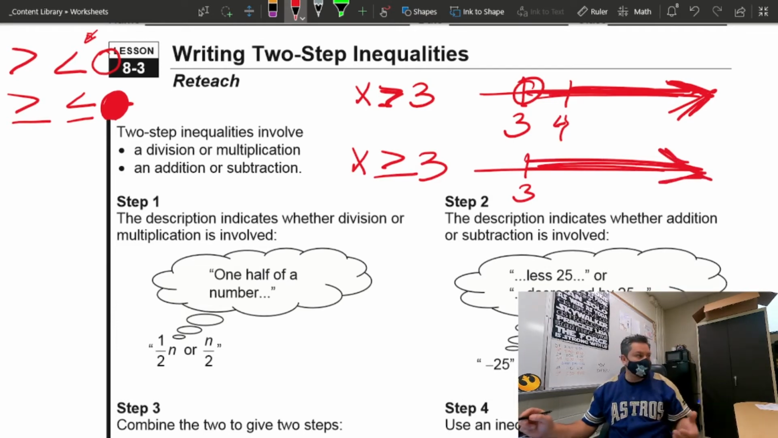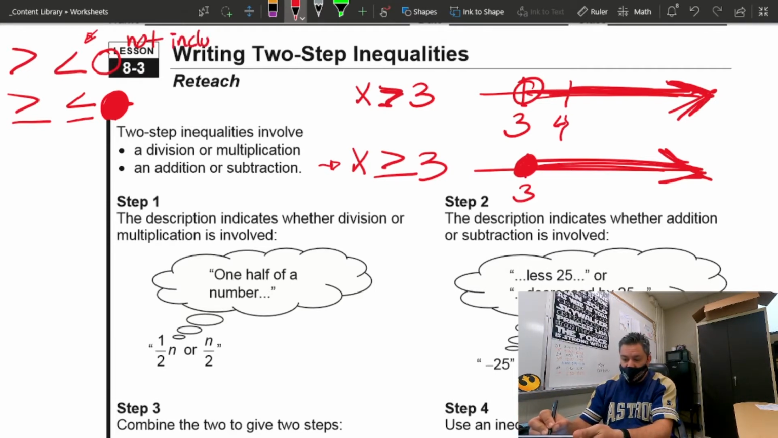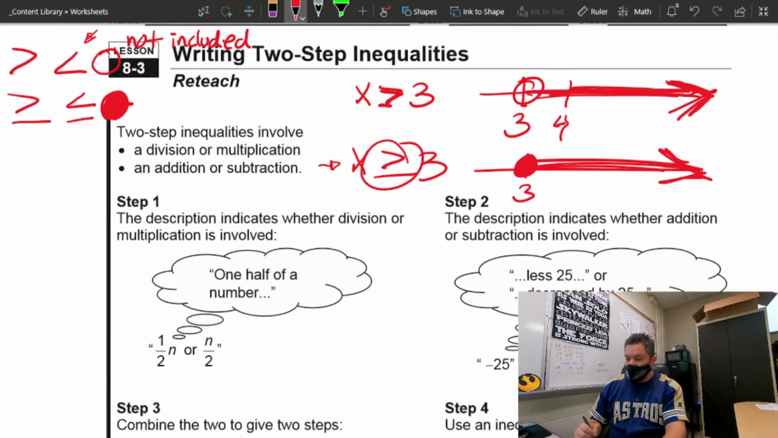Now my circle is going to be open or closed. Closed. What does that mean? If it's closed, can 3 be my answer? Can 3 be part of my solution? Yes. Why? Because it is greater than or equal to, okay? So that means if you have an open circle, the answer is not included. But if you have a closed circle, the answer is included. Okay, that's what the difference is.